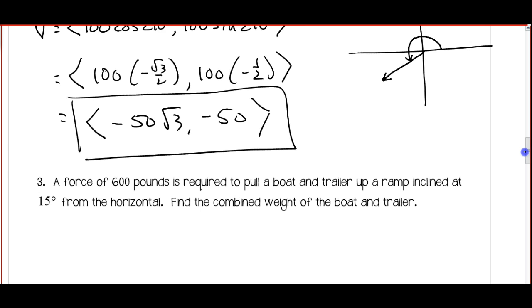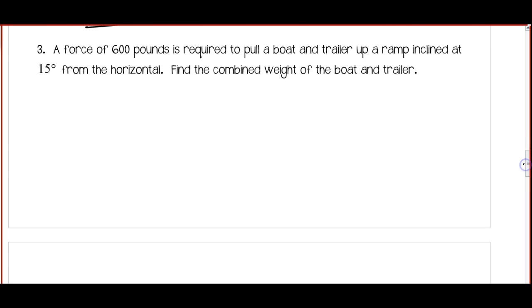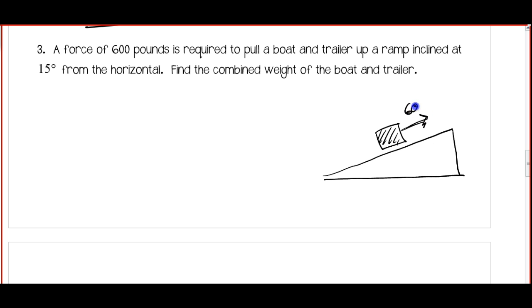Alright, moving on to number 3. This is a pretty typical vector problem that you might also see in physics. And we'll see a fair number of these. So we have a force of 600 pounds is required to pull a boat and trailer up a ramp inclined at 15 degrees from horizontal. Find the combined weight of the boat and the trailer. So I'm just going to represent the boat and trailer with a big box here. This is our boat and trailer. And I know that we need 600 pounds of force to keep that from sliding down the ramp. Okay, it's not going to go down, it's not going to go up, it's just to keep it.